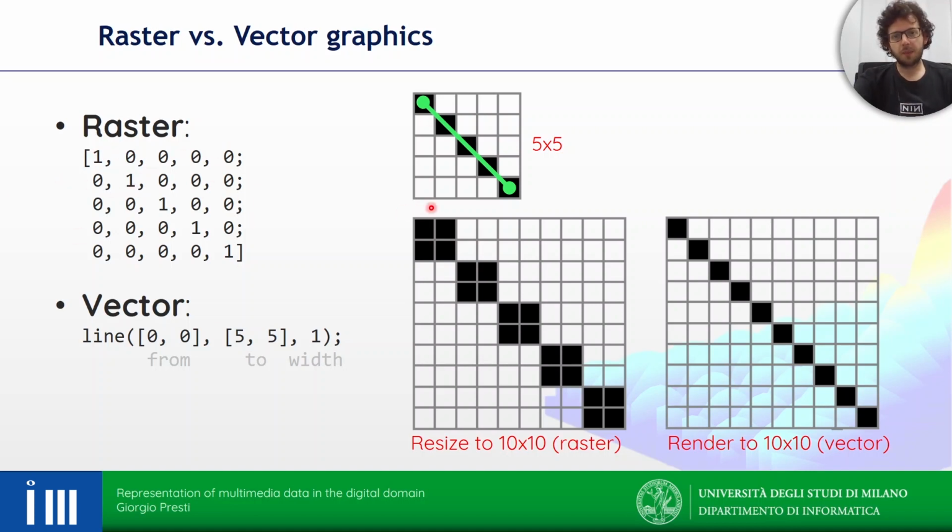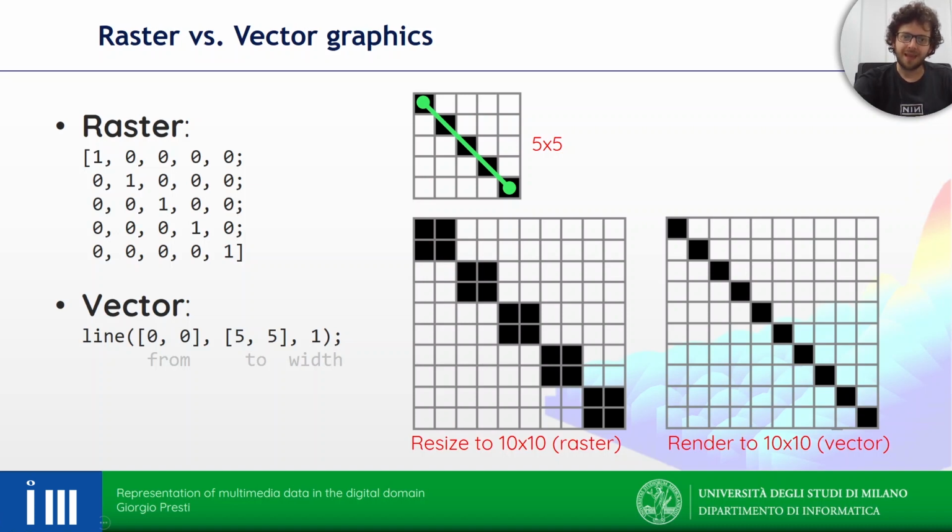These numbers will end up producing this image, and its vector representation is something that sounds like a line command from the point 0, 0, which is this one, 0 on the x, 0 on the y, from this point to this point, 5, 5, with a width of 1 pixel. So it's basically telling the computer to draw a line between those 2 points with a certain thickness and a certain color.